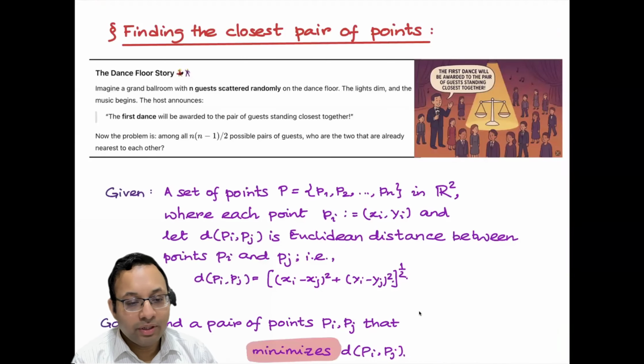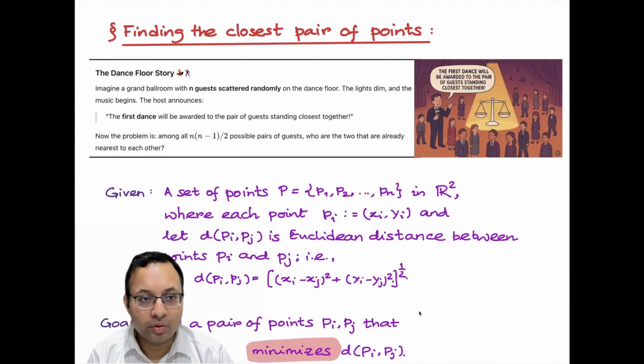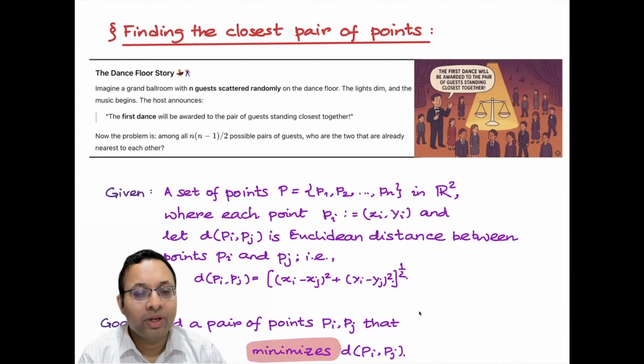First, let us start with this fun story, the dance floor story. Imagine a grand ballroom with n guests scattered randomly on the dance floor. The light dims and the music begins, and the host announces the first dance will be awarded to the pair of guests standing closest together. That is the closest pair problem. Among these n choose two possible pairs of guests, which two are sitting nearest to each other?